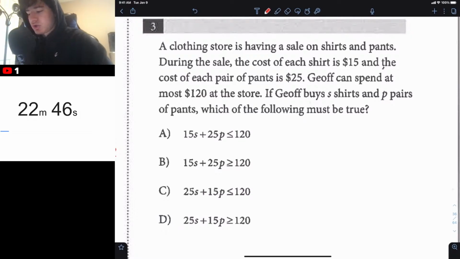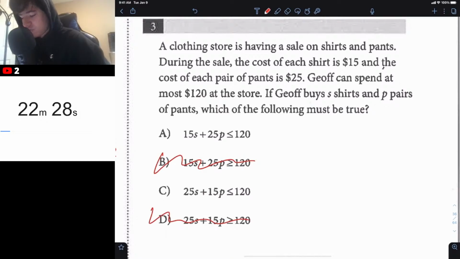Okay, so whatever he spends must be less than or equal to $120 because that's the most he can spend. He can't go over his limit, right? So this guy is out because this is a greater than sign. And this one's out too. Cool. Now we're down to a 50-50. Each shirt is $15, so we got 15S. And each pair of pants is 25, so plus 25P should be A.